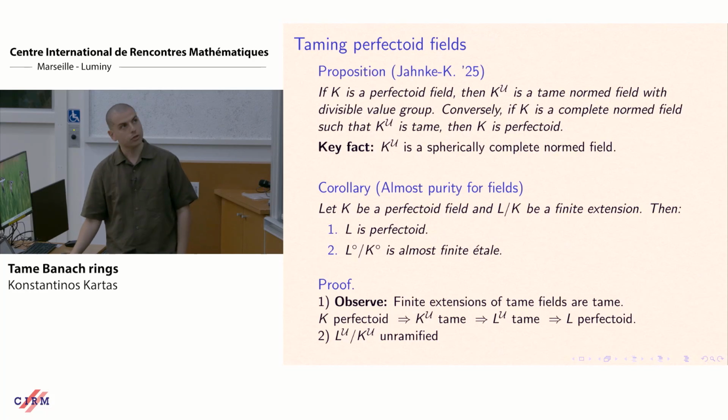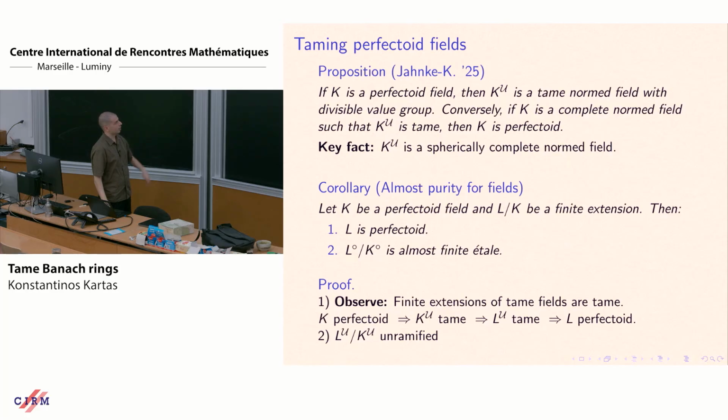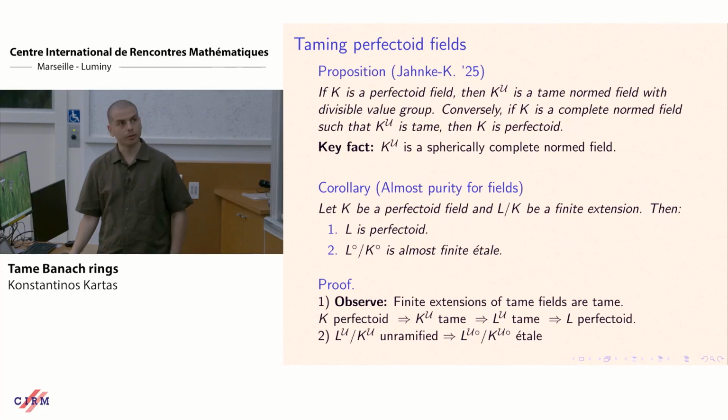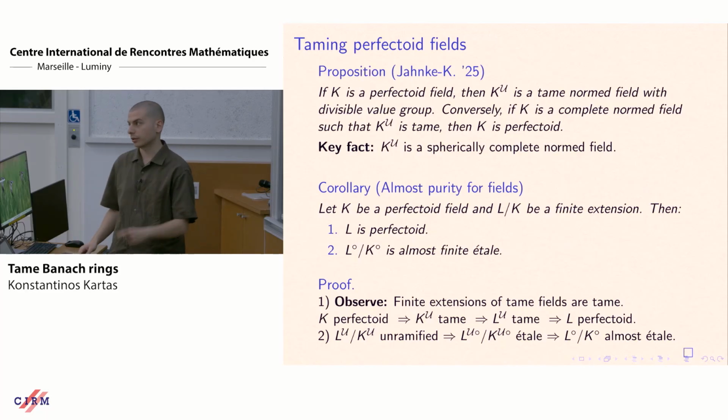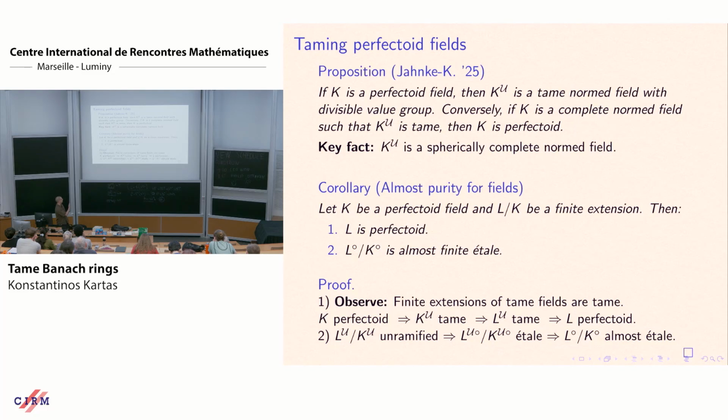So let's try to show part 2. Since this Banach ultrapower is a tame normed field with divisible value group, essentially all ramification is trivial. So this is unramified, which is equivalent to saying that the extension of valuation rings is étale, finite étale. But you also have this dictionary between almost mathematics and real mathematics, which tells you that this is almost finite étale. Okay, so this follows quite easily from what we have discussed so far.